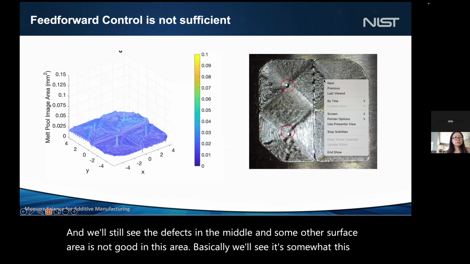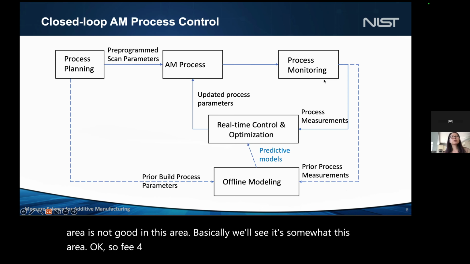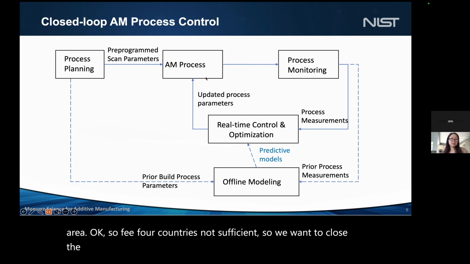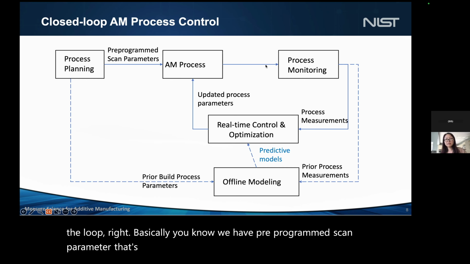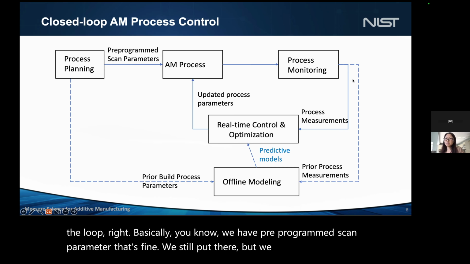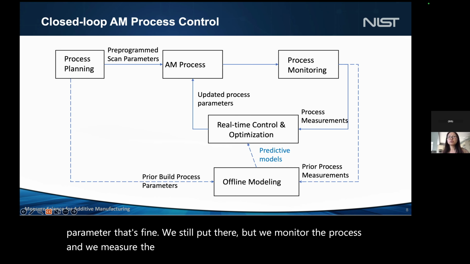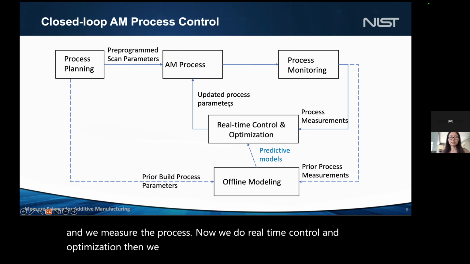Okay. So feed-forward control is not sufficient. So we want to close the loop, right? Basically, we have pre-programmed scan parameters. That's fine. We still put them there, but we monitor the process, we measure the process. Then we do real-time control and optimization. Then we update the process parameters.